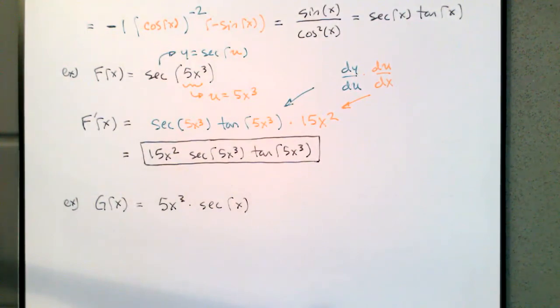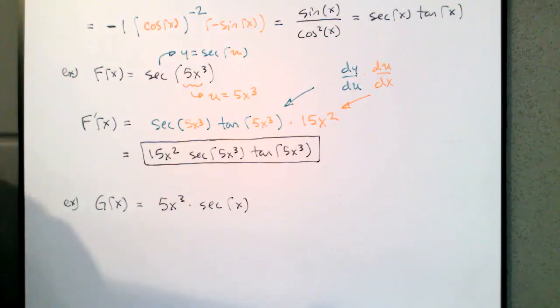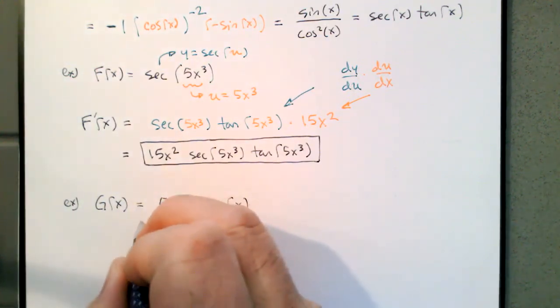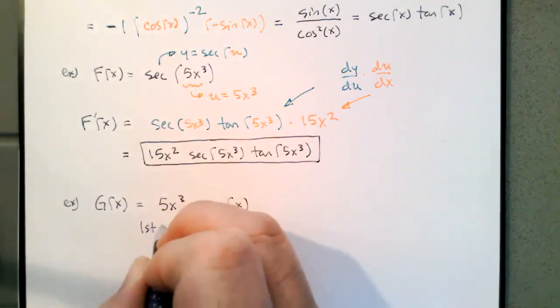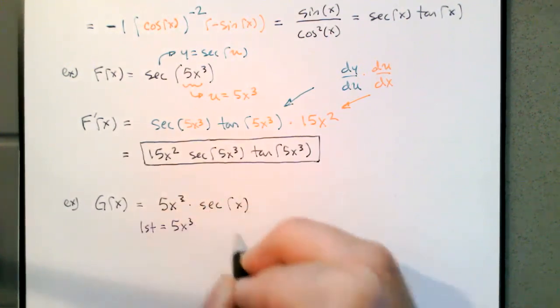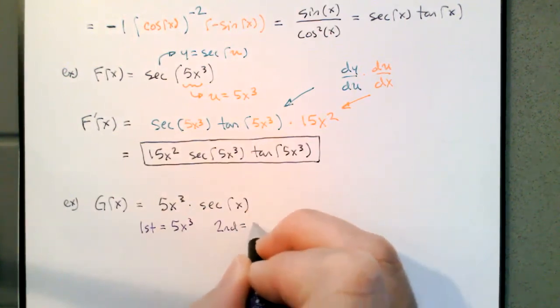Once again, the read on this problem is we look at what happens to the x. We take the x, we cube it and multiply by 5, and then we hold that result. Then we take the x and separately plug it into secant, and then we multiply the two results. So this is a product rule problem, where I have a first and a second, and a derivative of the first, and a derivative of the second. So the first is 5x to the third, and our second will be secant x.